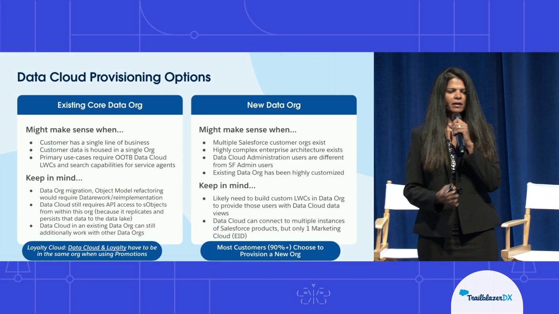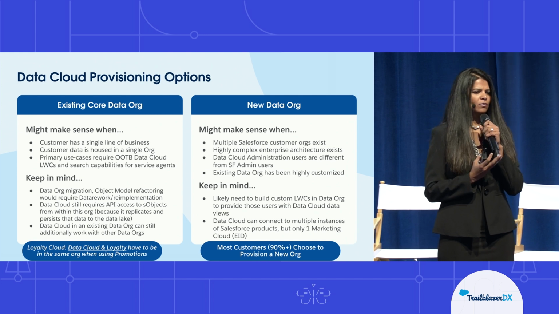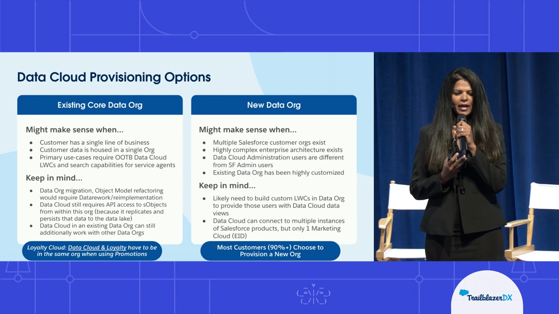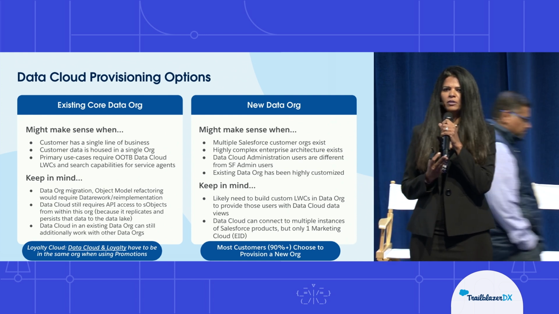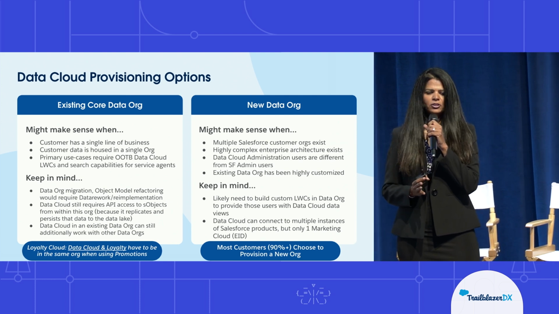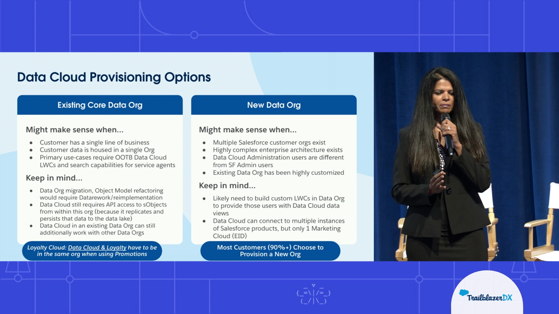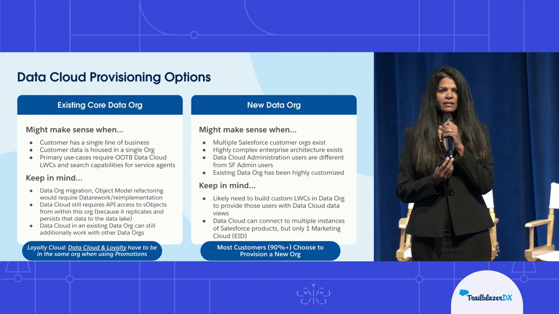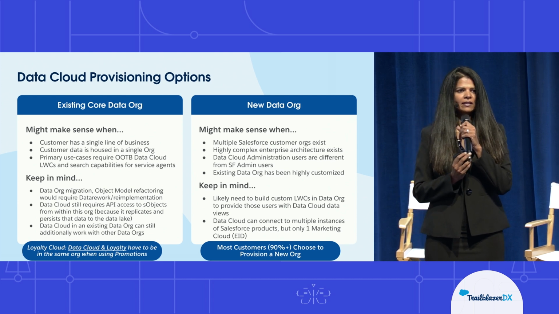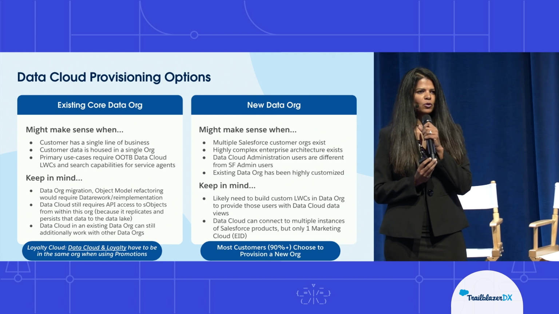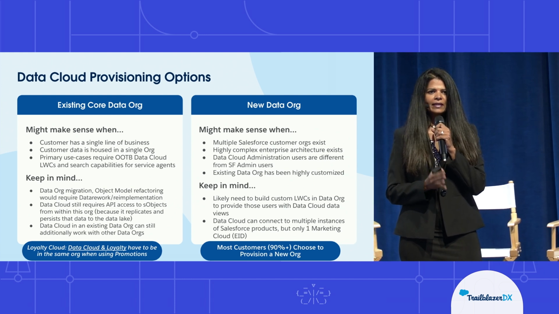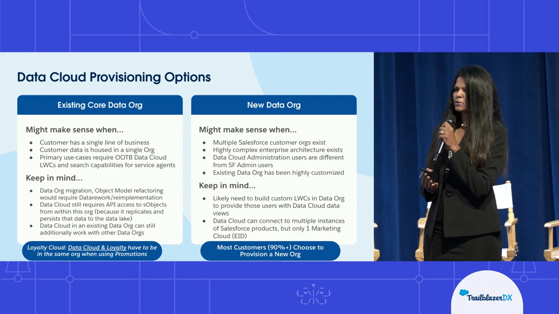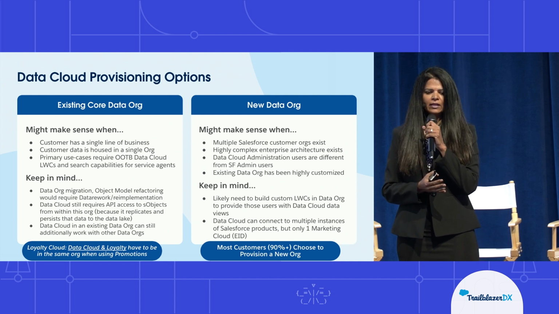But for the first part, one of the things that you need to consider is where you are going to provision your Data Cloud org. Are you going to provision it in your existing core data org, or are you going to provision it in a new data org? Some considerations. If you have a very simple implementation, it's not very complex, you have a single line of business, and all of your data is housed in a single org, then you would want to go with an existing core data org. Another use case for this is if you want to use out-of-the-box Lightning components and out-of-the-box functionality, then you would want to use an existing core org.